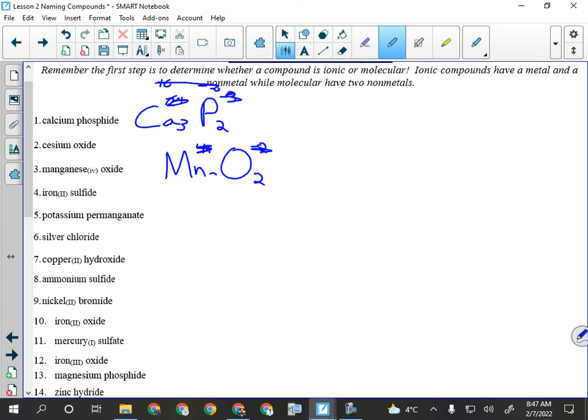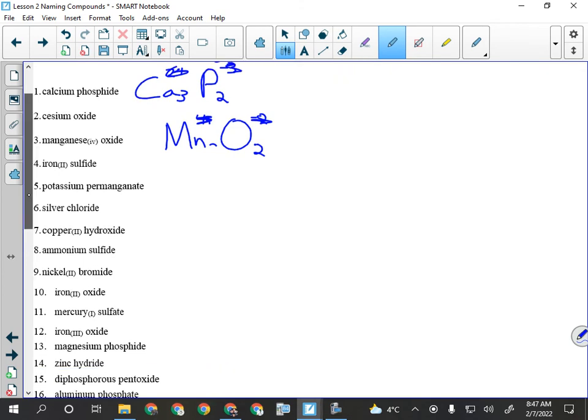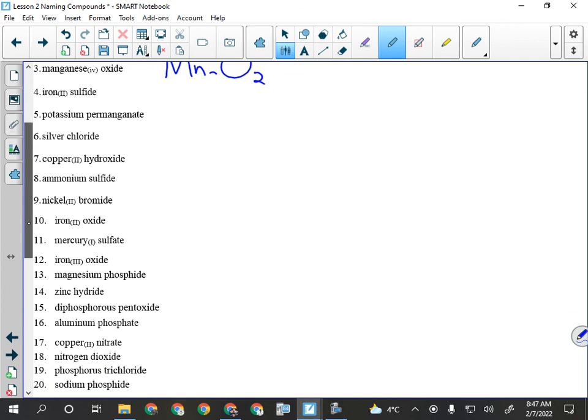Let's look at number 8 because it's a little bit different. Ammonium sulfide. There's no element called ammonium. Where would I find it? Right, it's in the table of polyatomic ions. It is the only positively charged polyatomic ion, which means it behaves like a metal.